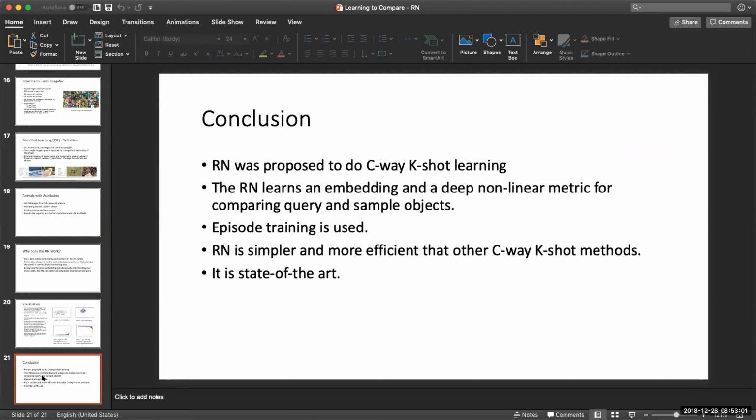Episode training is used, a mini-batch-like technique that's modeled after the target distribution. The relational network is simpler and more efficient than other C-way K-shot methods. It seems to be state-of-the-art for a lot of reasons: the performance, as well as its simplicity.